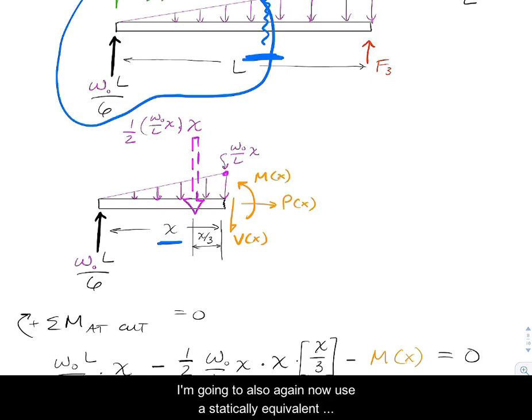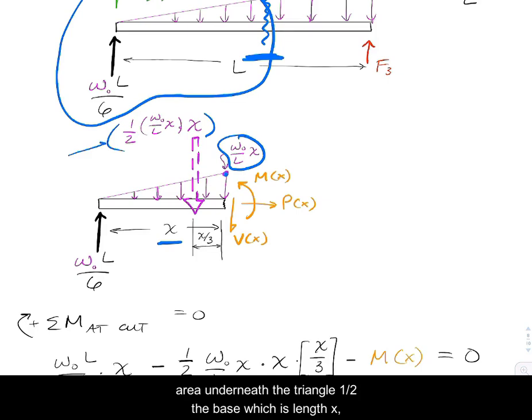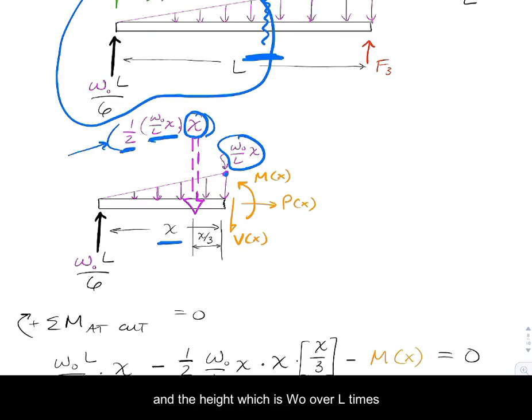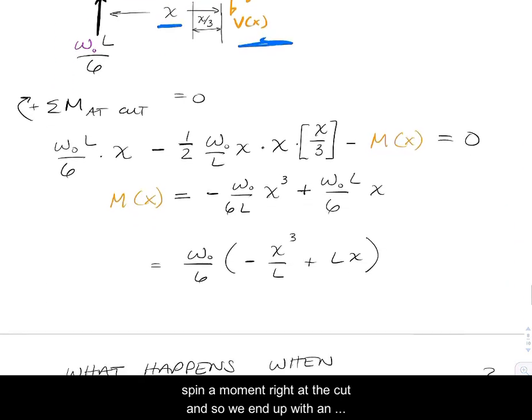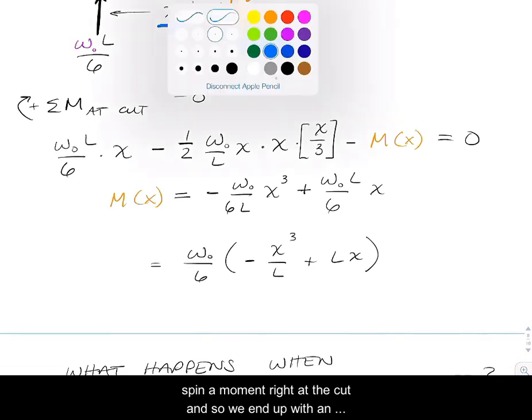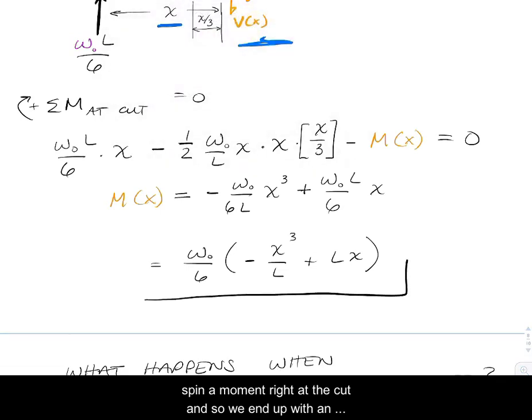I'm also again going to use a statically equivalent point load. So I need the value at the top of the triangle, which is going to be W naught over L times x. And so the area underneath the triangle is 1/2 the base, which is length x, and the height, which is W naught over L times x. And there are my internal forces, and all we're going to do is spin a moment right at the cut. And so we end up with an expression for M of x.